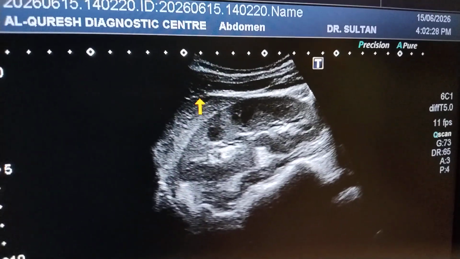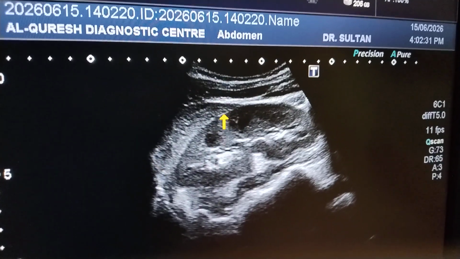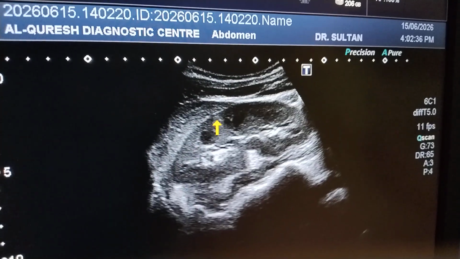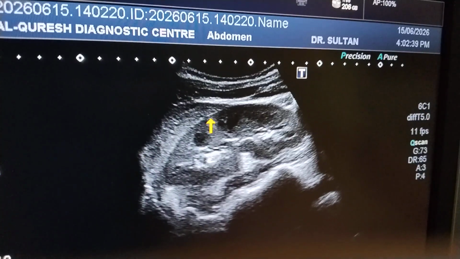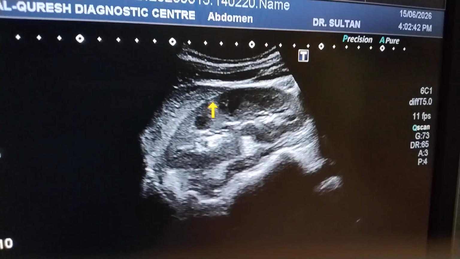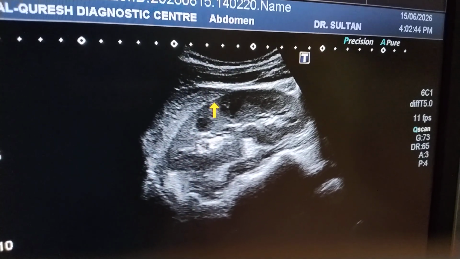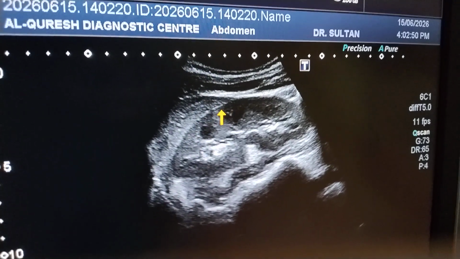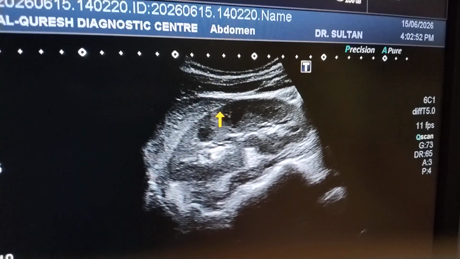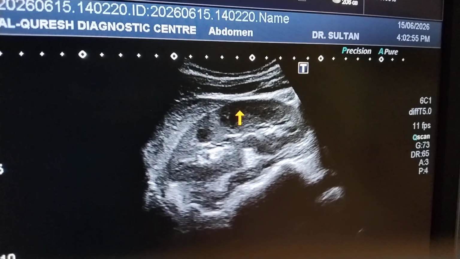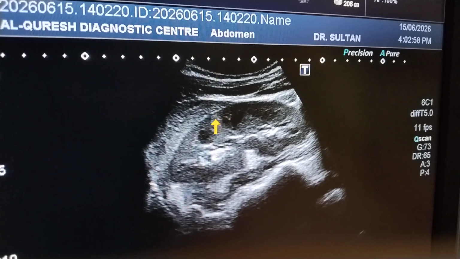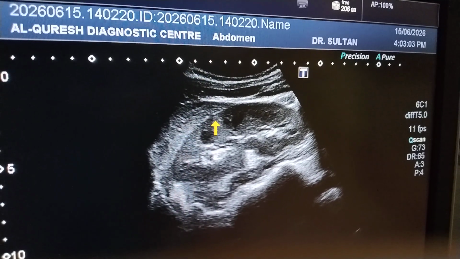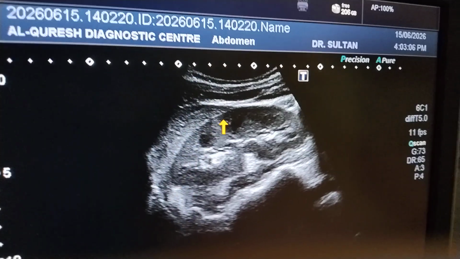So we are talking about the cortex. This cortex contains the glomeruli, proximal and distal convoluted tubules and micro vessels, which we call the vasa recta, which we cannot appreciate on the ultrasound. So these structures within the cortex cannot be appreciated on the ultrasound. Only the cortex is seen. And what is the function? Glomeruli, we all know that the function is filtration. So ये filter करता है.